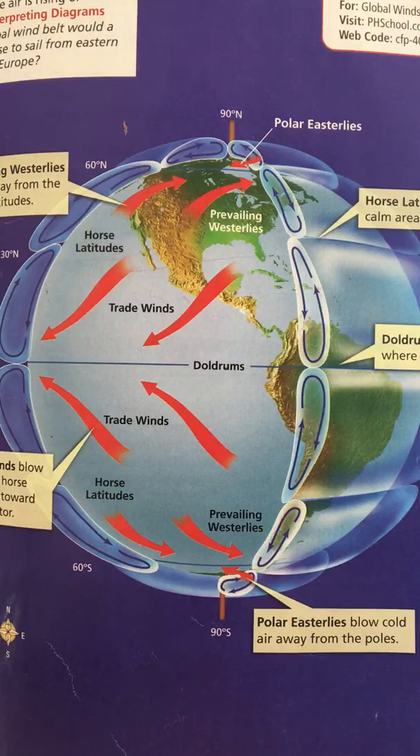Because air is a fluid, it can move easily from place to place. Differences in air pressure cause the air to move. A wind is the horizontal movement of air from an area of high pressure to an area of low pressure. Winds are caused by differences in air pressure.